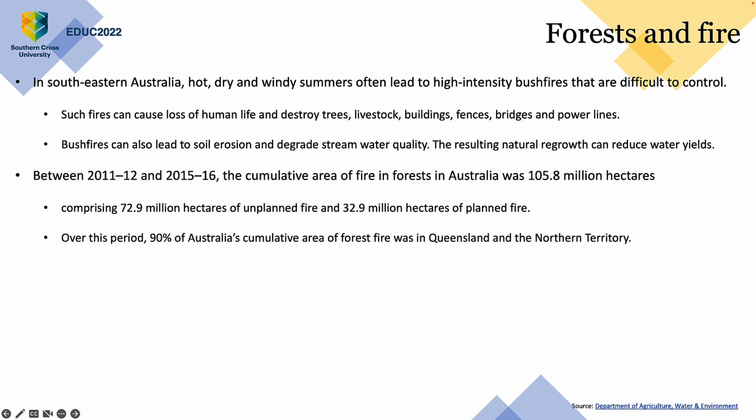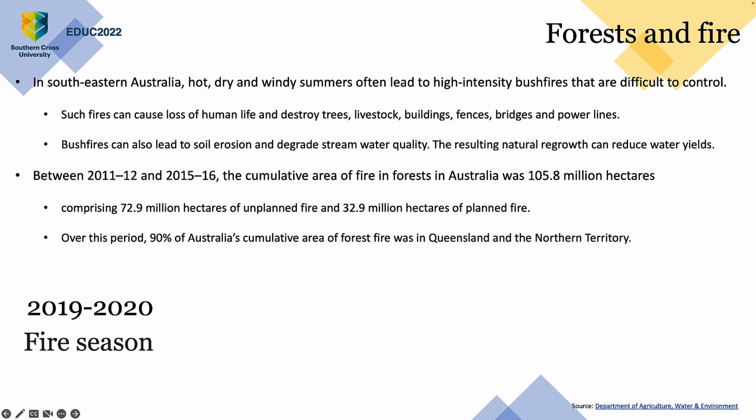Now, between 2011 and 2016, the cumulative area of fire was 105 million hectares. So that's a pretty significant amount when we go back and look at that original number in terms of how much of Australia is forested. And most of that was actually up in Queensland and the Northern Territory.